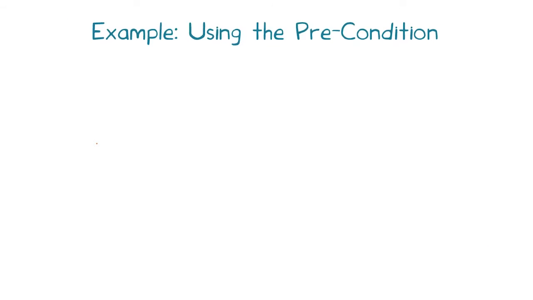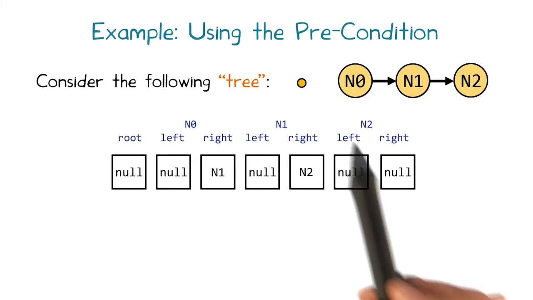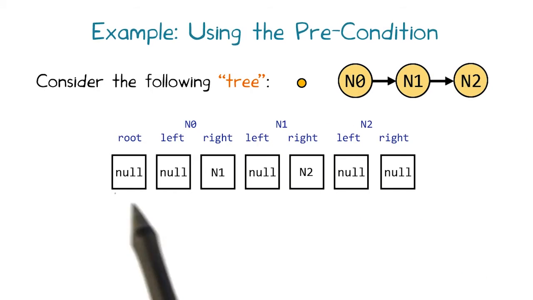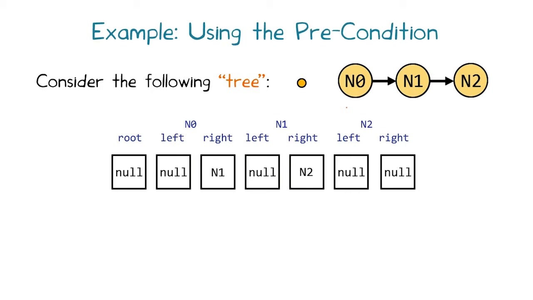Let's see how we can use the precondition we just saw for the purpose of test generation. Consider the following candidate input, which corresponds to the following binary tree object. Its root pointer is null, so there is no path to the node objects n0, n1 or n2 that were also generated in this input.